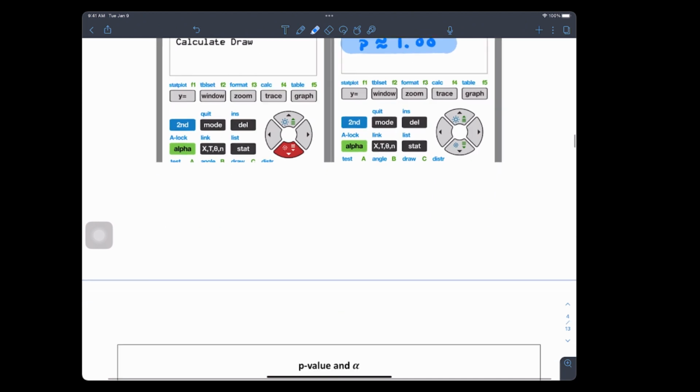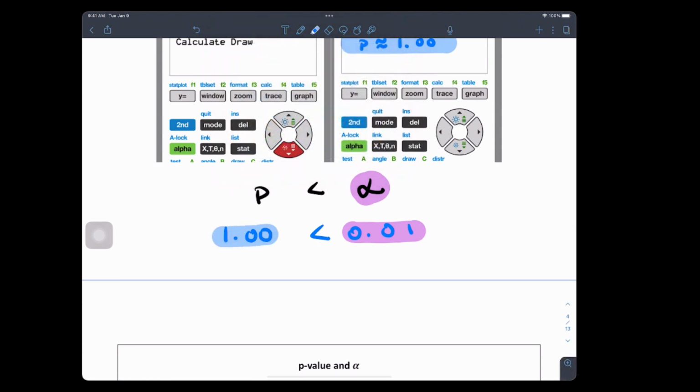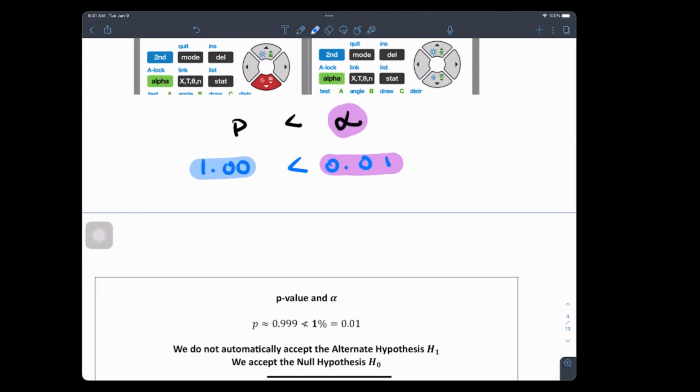Okay, what do we have to check? Is the p-value less than the level of significance? What are we really checking? Is that 1 less than, what was alpha? Wasn't alpha 1%? Okay. Is that a true statement? Is $1 smaller than a penny? The answer is what? No. Okay. What do you do then? Do you accept the alternate? No. You know what you do then instead? You accept the null.